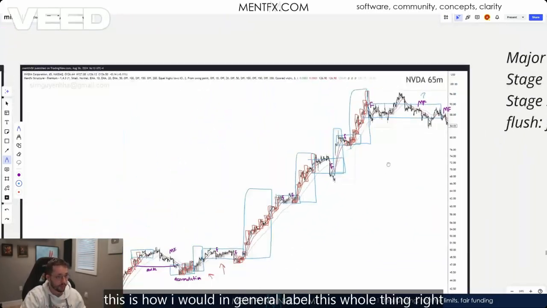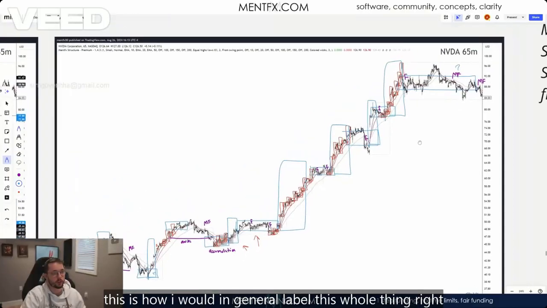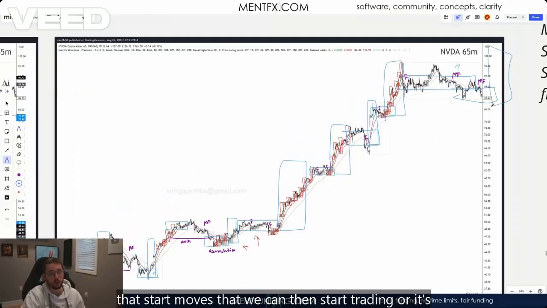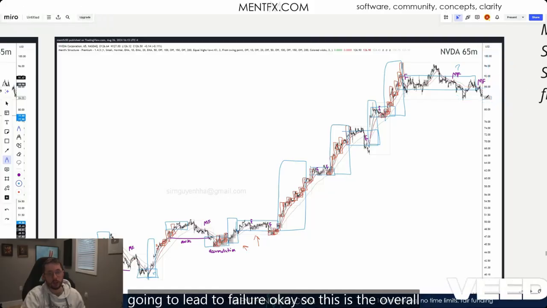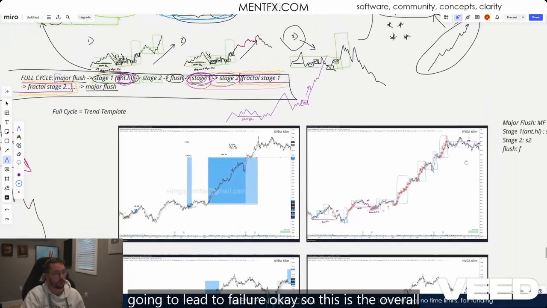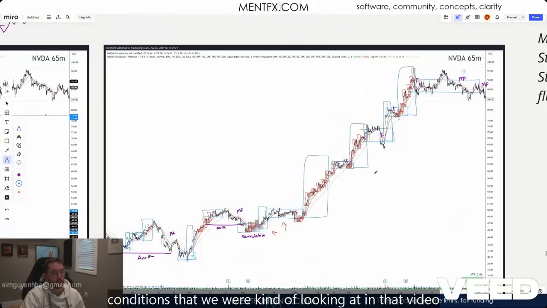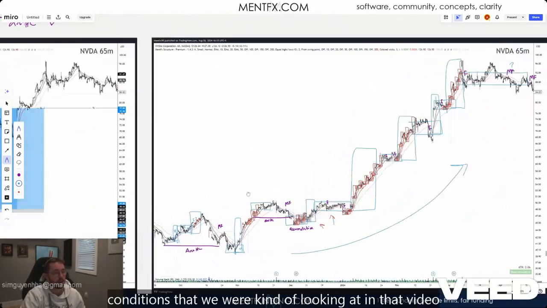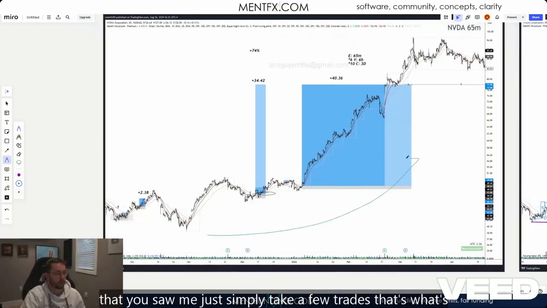Now, this is how I would, in general, label this whole thing, right? And I would say that this is leading to a new potential major flush that's going to lead to either new stage 1s that start moves that we can then start trading, or it's going to lead to failure, okay? So these are the overall conditions that we were looking at in that video that you saw me just simply take a few trades. That's what's actually going on there, right?